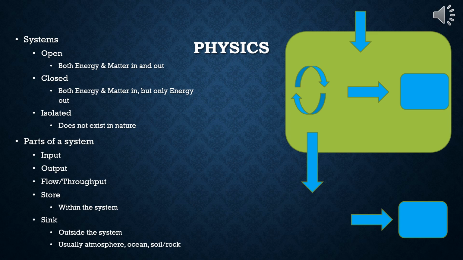Lastly, we have our physics. And when we talk about physics here, we're talking about systems and thermodynamics. So let's take a quick look at what these pieces are. There are 3 types of systems that you should be familiar with, but only 2 of them exist actually in nature. Open systems allow both energy and matter to enter and exit the boundaries of the system. Closed systems allow both energy and matter to enter, but only energy leaves. And then an isolated system doesn't allow anything in or out.